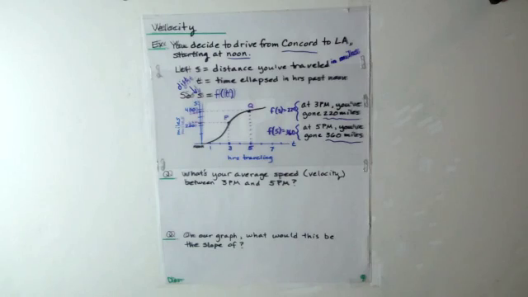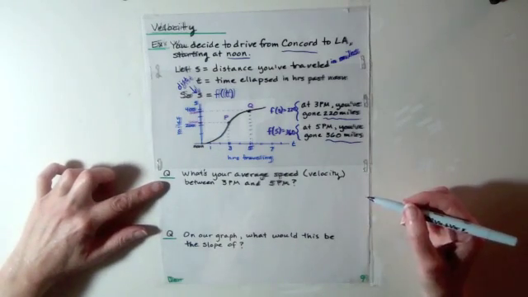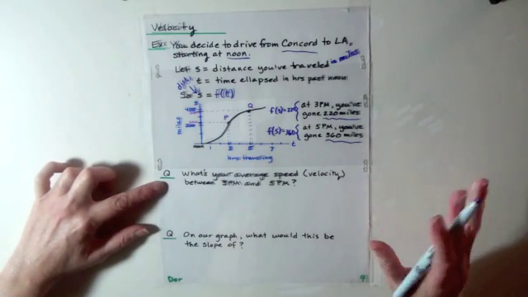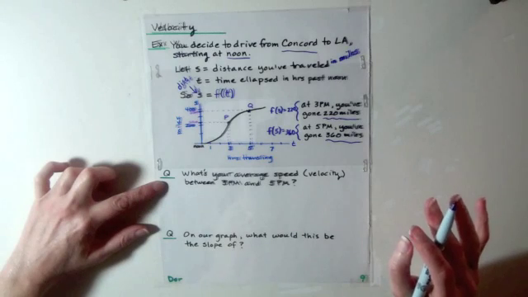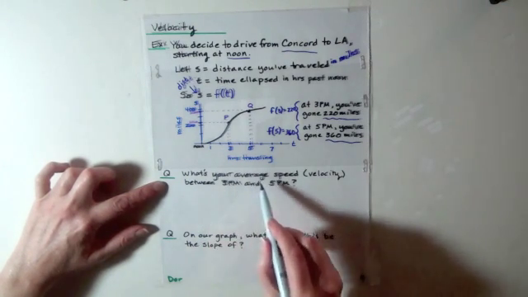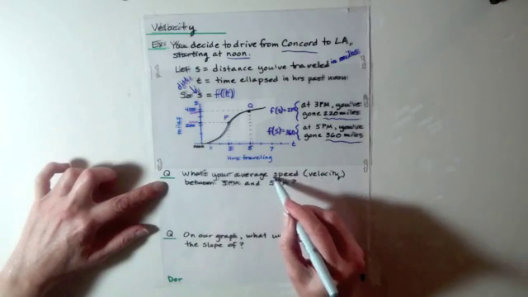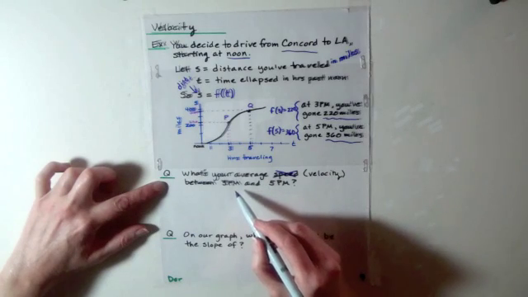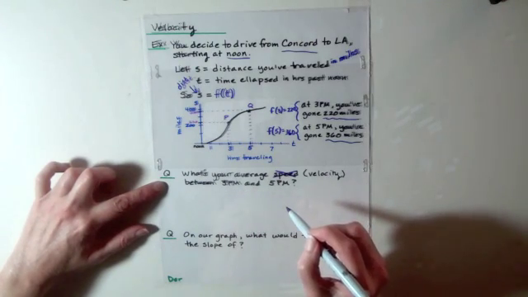What I'd like us to do is answer this question. What's your average speed? And by speed we roughly mean velocity. Velocity really includes the idea of a direction, and speed is technically the absolute value of your velocity. But we're going to try to find your average speed, really your average velocity is what I should technically say, between 3 p.m. and 5 p.m.